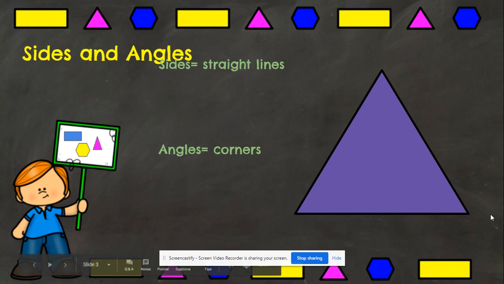So this is a triangle, and the triangle has three sides, side 1, 2, and 3. And three angles, angles 1, 2, and 3.